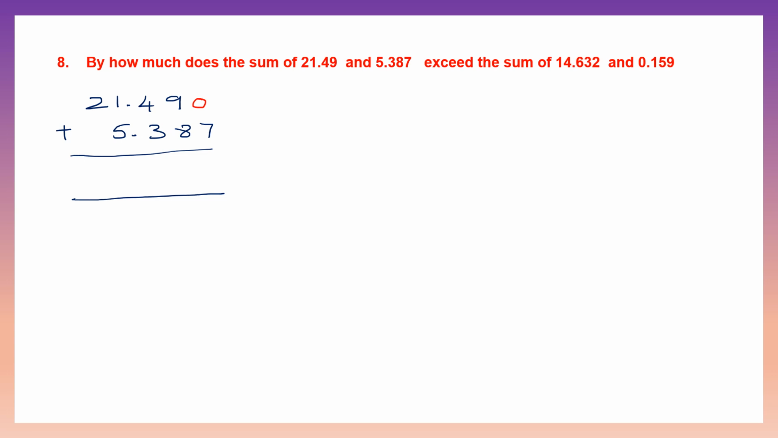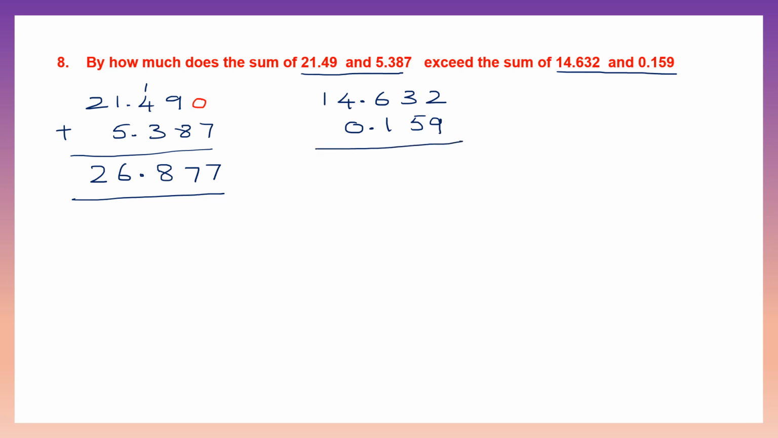So what do we have here? 0 plus 7 is 7, 9 plus 8 is 17, carry 1, 4 plus 1 is 5, 5 plus 3 is 8. 1 plus 5 is 6, and here we have 2. So we finished finding the sum of these two. Now let's find the sum of these two numbers. So that is 14.632 and 0.159. So let's add this up.